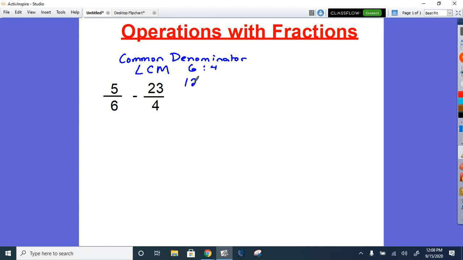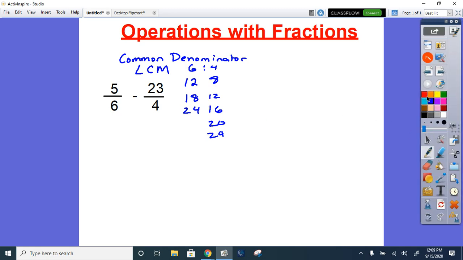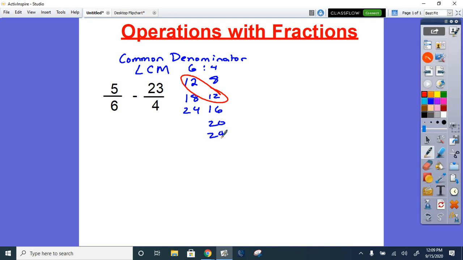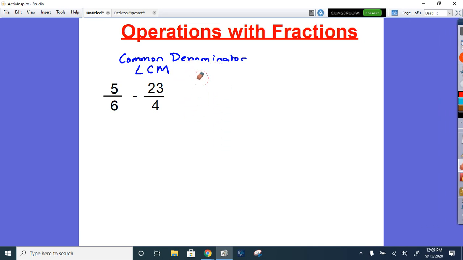So we go from 6, 12, 18, 24, etc. If I look at 4, I have 4, 8, 12, 16, 20, 24, etc. I want the one that intersects between these two that is the smallest for both, which in that case is going to be this number right here, this number 12, okay? So that's what I'm looking for here, and that's what I want to create. That is my least common multiple.